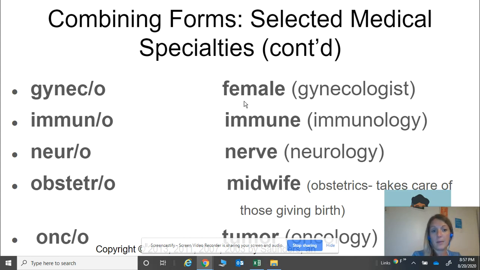Gyneco means female, and this is the biological female parts, like someone who's born with a vagina, and someone who has the uterus and the cervix and the ovaries. It's nothing to do with gender identity when we use the term female in this science field. So a gynecologist is the specialist in those reproductive organs.